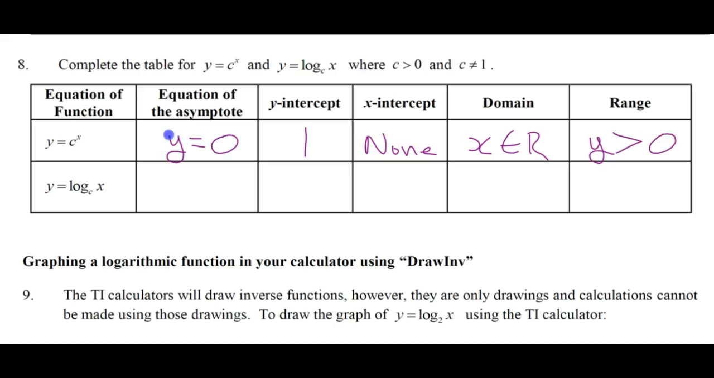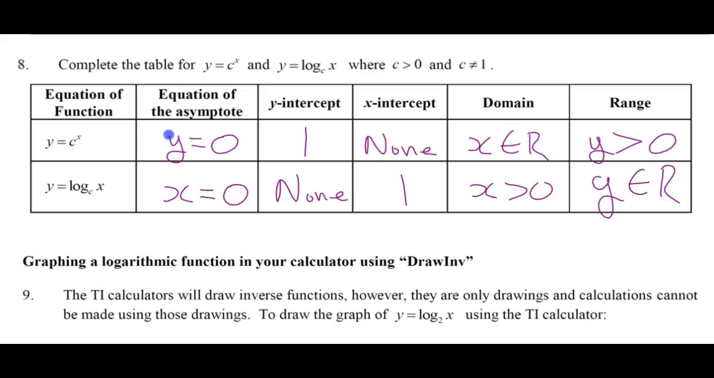So now y equals log base c of x. This is the inverse function, right? So what's the equation of the asymptote? You replace x with y. What's the y-intercept? None, same as the x-intercept above. What's the x-intercept? 1. What's the domain? What's the range?